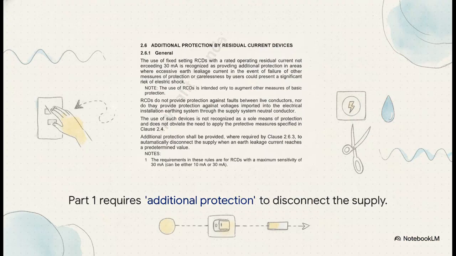So, Part 1 sets the fundamental principle. It says that in high-risk areas, additional protection shall be provided. This protection has to be able to automatically shut off the power the instant it detects a dangerous leakage of current to Earth. That's the why.